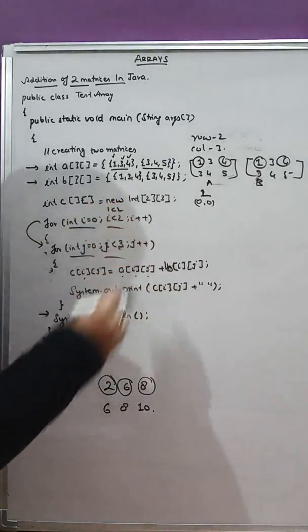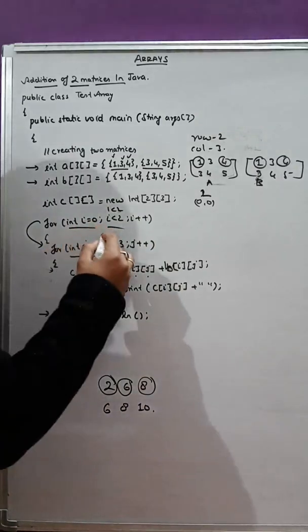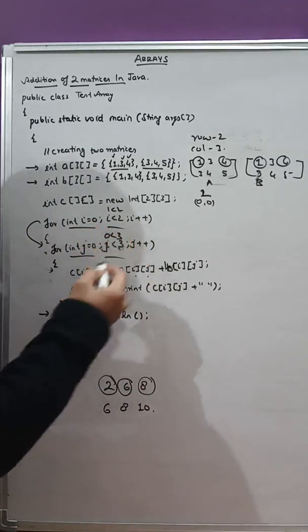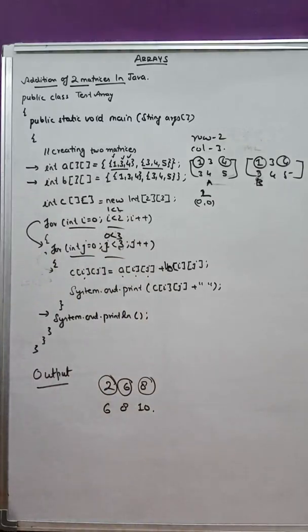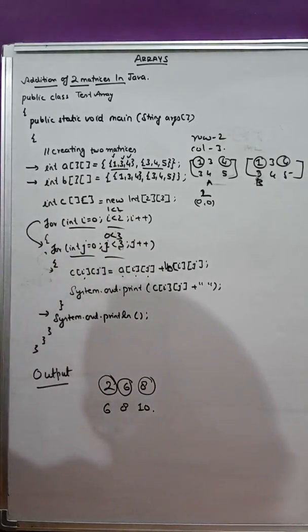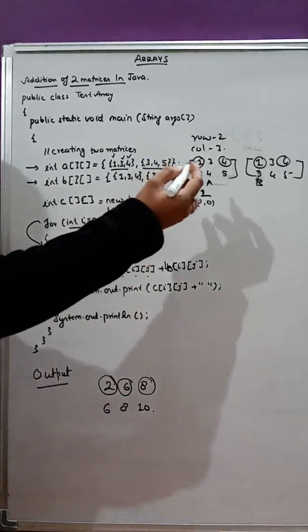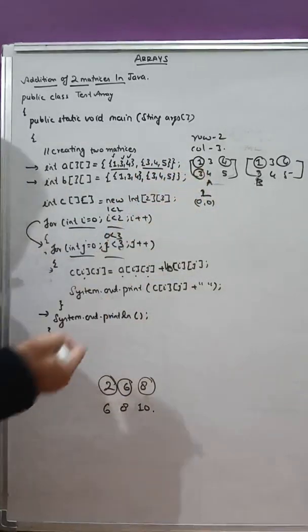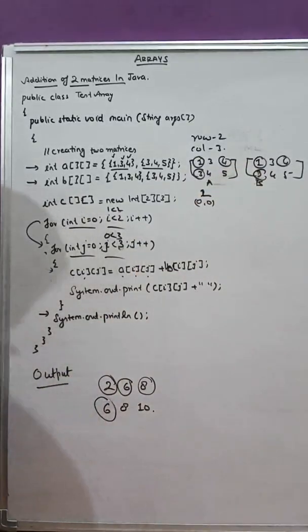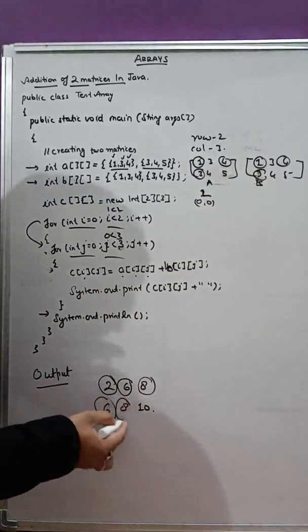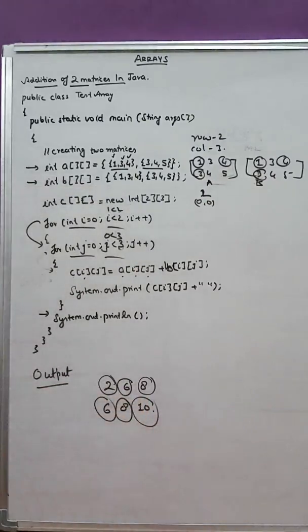So the condition 1 less than 2 will be checked. Again it is true. And inside this it will be checked for 0 less than 3. Again this condition is true over here. So now it will start from 1 comma 0. On 1 comma 0 it is 3, and over here also it is equal to 3. So when you add, this will be equal to 6. In a similar way you will be able to find the values 8 and 10. Right? So in this way you will be finding the addition of two matrices in Java.